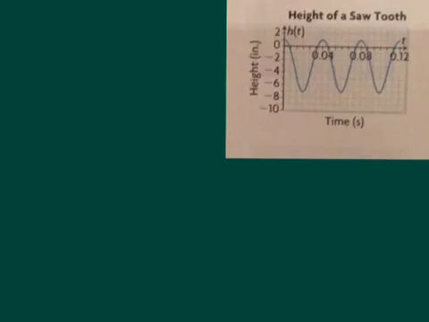Evan's teacher gave him a graph to help him understand the speed at which a tooth on a saw blade travels. The graph shows the height of one tooth on the circular blade relative to the cutting surface relative to time.